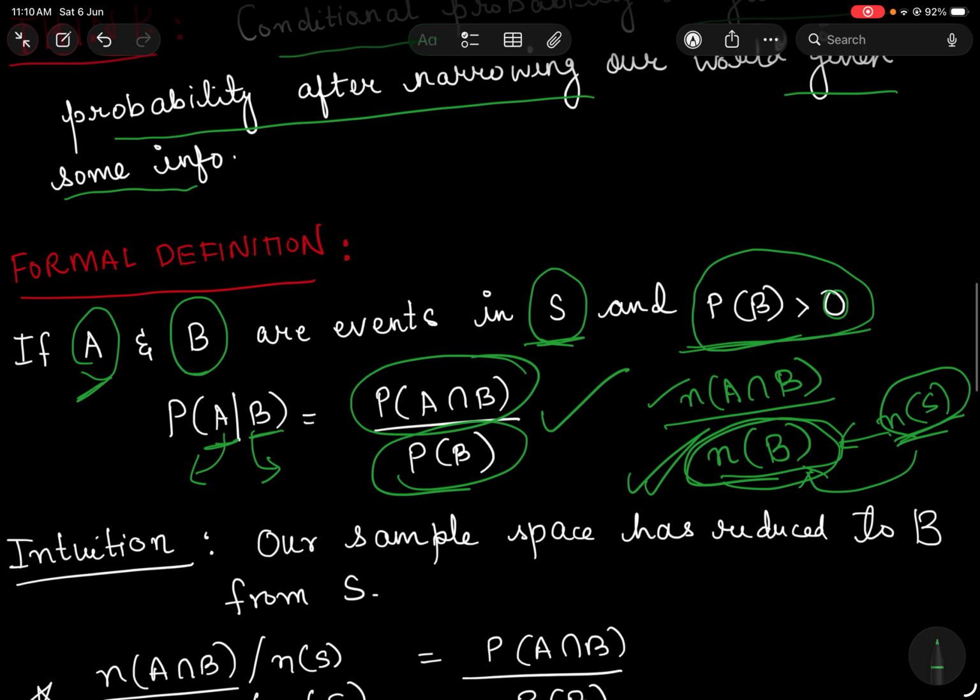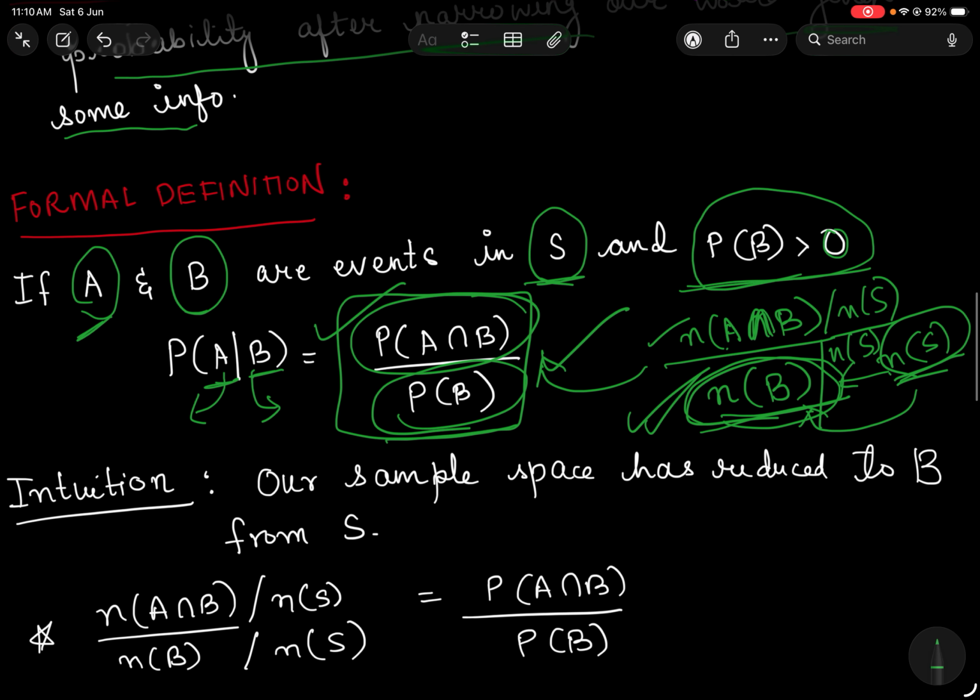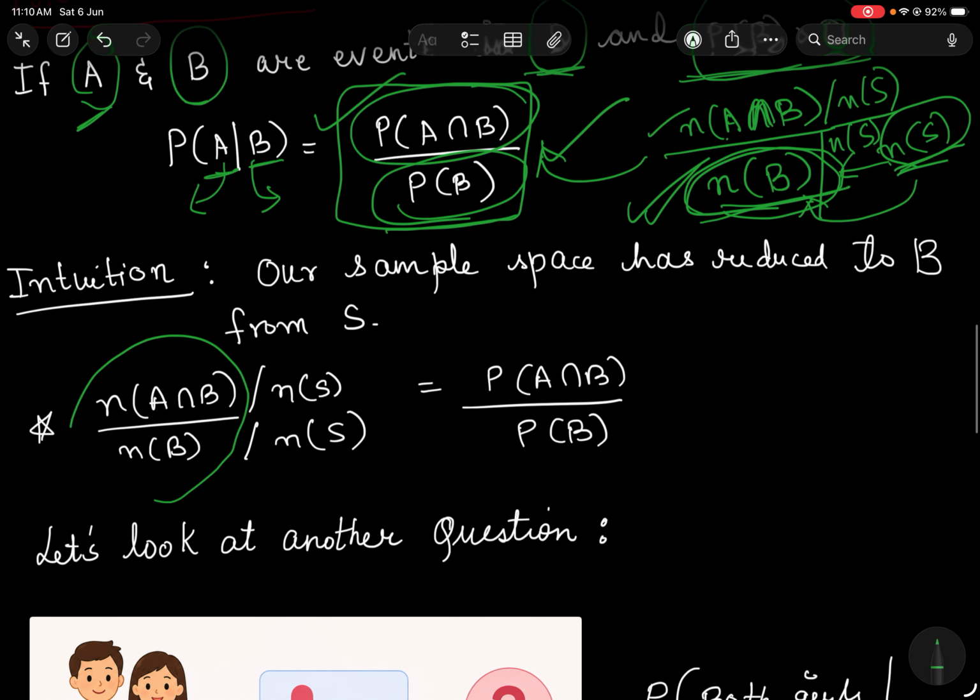That is what we are mentioning here. It is the number of events in A intersection B. Intersection means both A and B are happening, and in the denominator is NB. And if I divide both by our actual sample space, we will get this formula. This is the most common way of writing the probability of A given B, and hence this is the final formal definition.